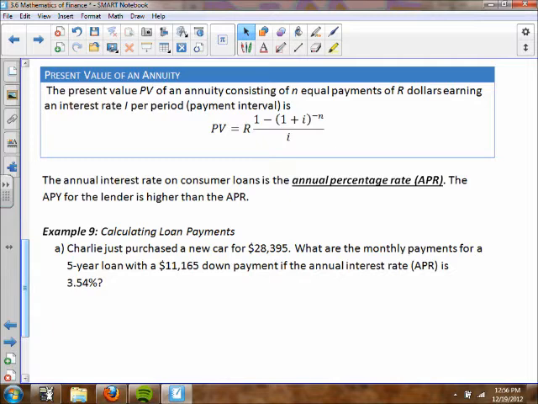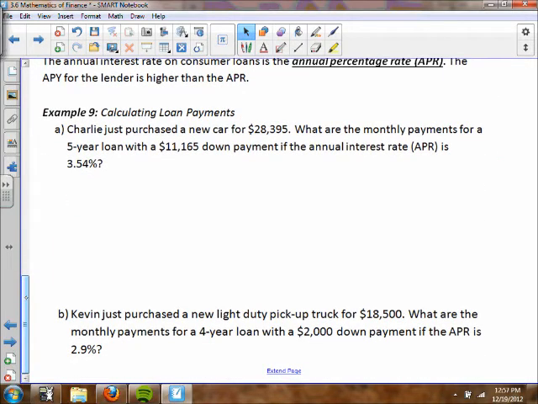Now, again, the annual interest rate on consumer loans is considered APR, the annual percentage rate. APY for the lender is higher than the APR. Now let's look at example 9.